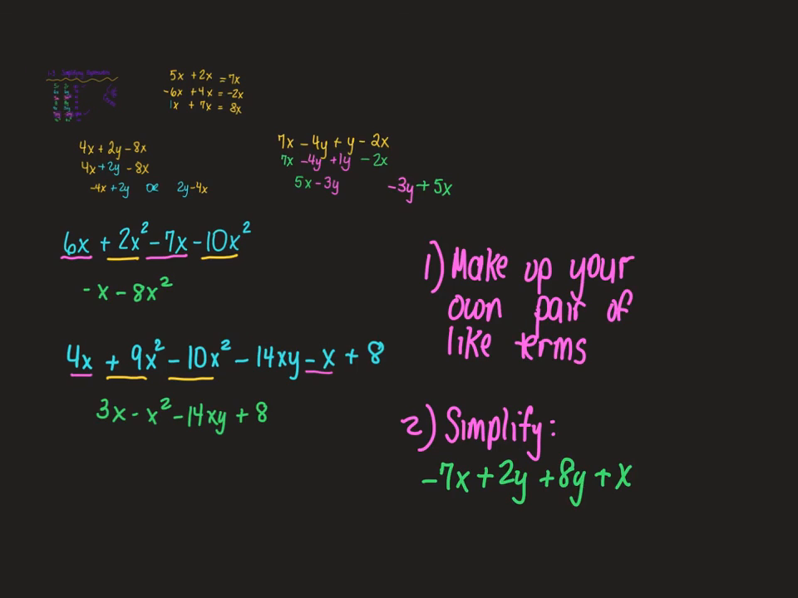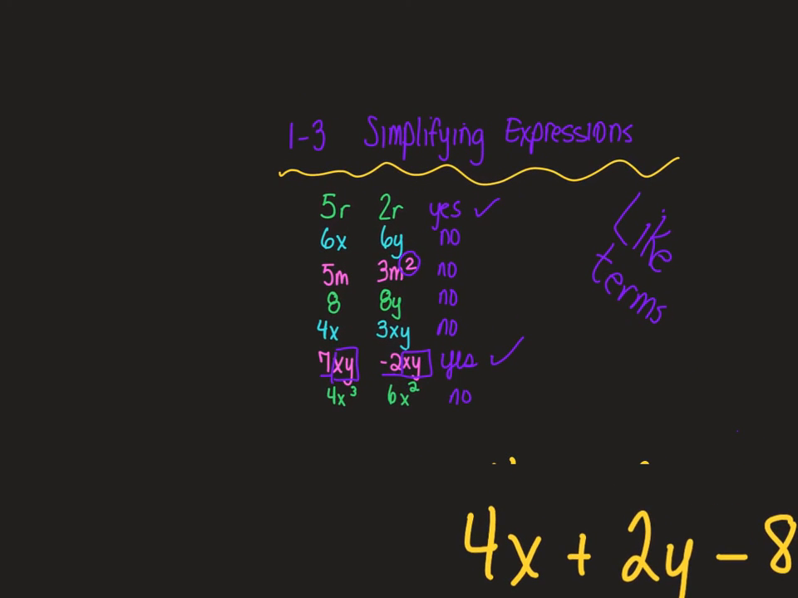All right, here are your 2 questions for Google Classroom. Number 1, make up your own pair of like terms. So kind of like when we did in the very beginning, right here, these were pairs of like terms. Give me your own pair, something that would be in the yes category.